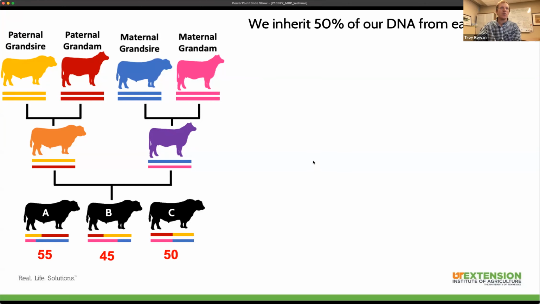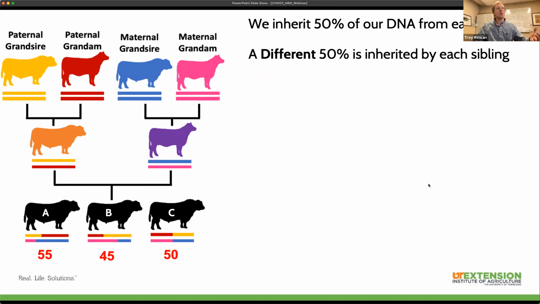And the reason that this happens is that we're going to inherit 50% of our DNA from each parent, no matter what, right? That's sort of a given, whether you're a cow, a dog, or a human. You're going to get 50% of your DNA from mom and 50% from dad. And you'll see that the same thing happens here: each of these bulls has chunks of their DNA from mom and from dad.